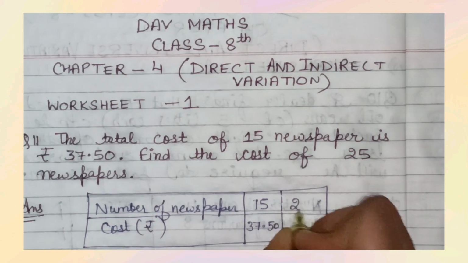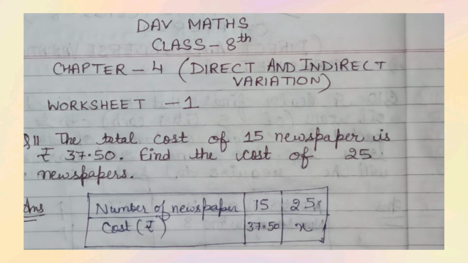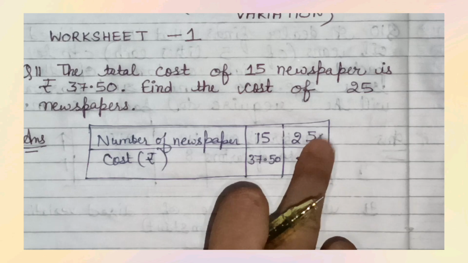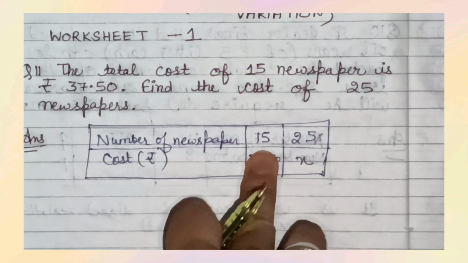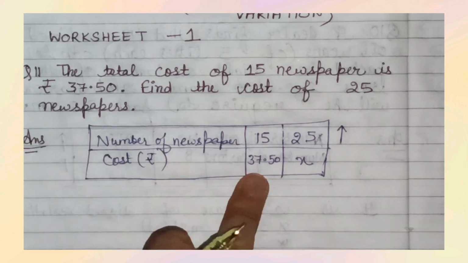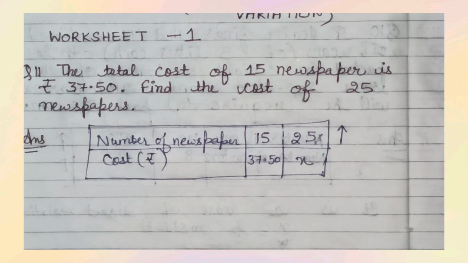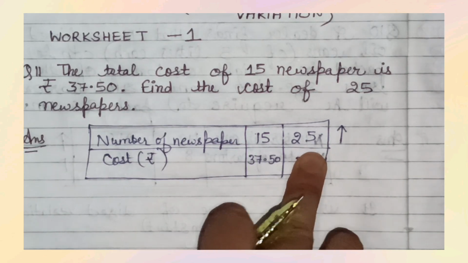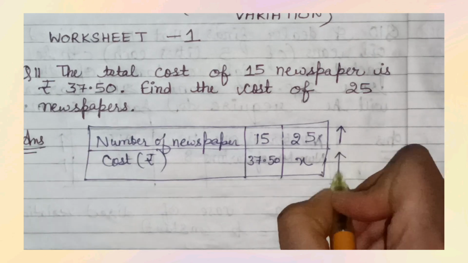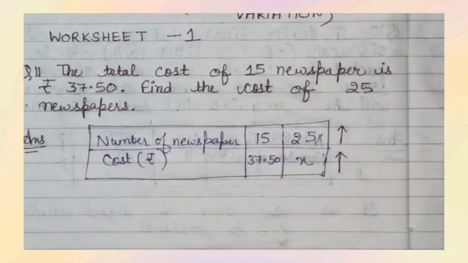Here 25. So this 25 is greater than this 15. This 25 is greater than this 15. So the quantity is increasing. The cost of 15 newspapers is 37.50 rupees, so the cost of 25 newspapers will be more than the cost of 15 newspapers. So this quantity will also increase. So both quantities are increasing here.